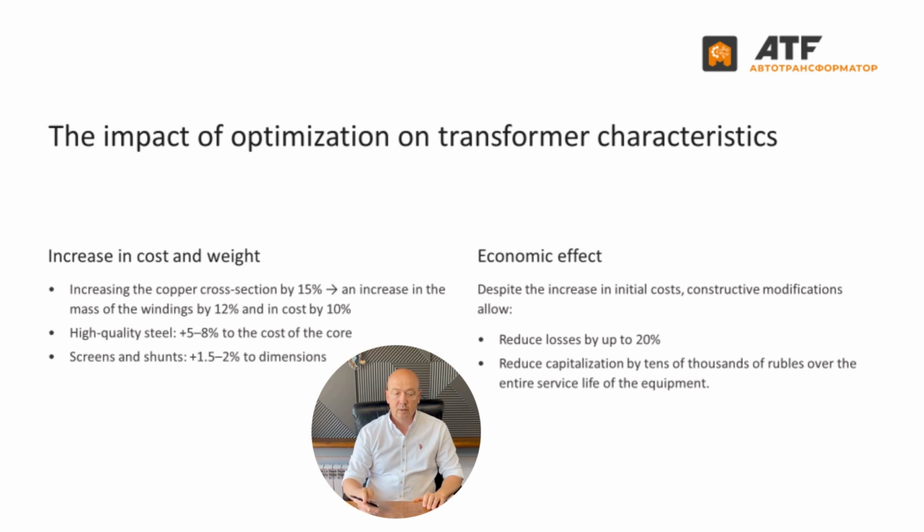For example, increasing copper cross-section by 15% leads to a 12% increase in winding mass and a 10% increase in cost. Using higher-grade steel raises the core price by 5 to 8%. Installing magnetic shields and shunts can enlarge dimensions by up to 2%. But these changes can reduce losses by up to 20% and cut the capitalized loss cost by tens of thousands of rubles over the transformer's lifetime.